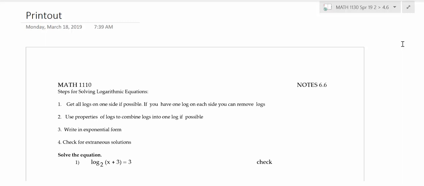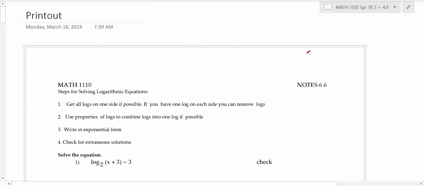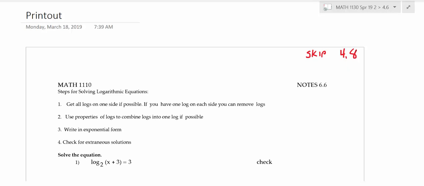This is the end of the logarithms. Since we missed class last Wednesday because of the blizzard and closing the campus, we're going to skip 4-8. I think we can get by with the material without doing 4-8. If I feel like I have time towards the end of the semester to come back to it, I will, but I'm not going to go over that.